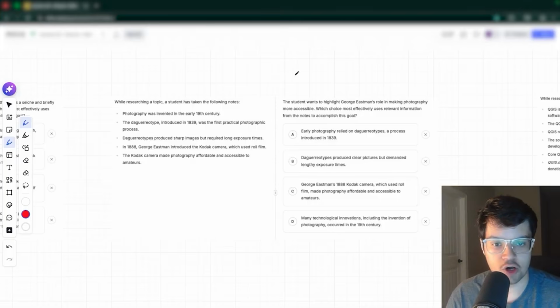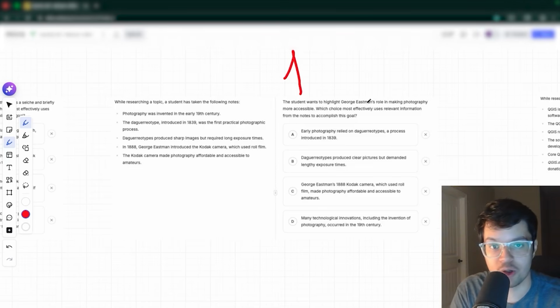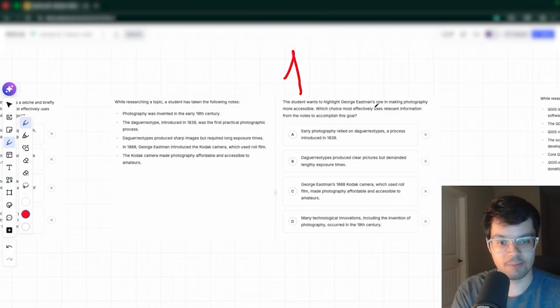Okay, so step one, the student wants to highlight George Eastman's role in making photography more accessible. So we're trying to say here, how did George Eastman essentially make it so more people did photography? So this could look like maybe he made cameras more cheap, maybe he made more education available on photography, something like that, but something in terms of how he made it usable by more people essentially. So that's what we're looking for.